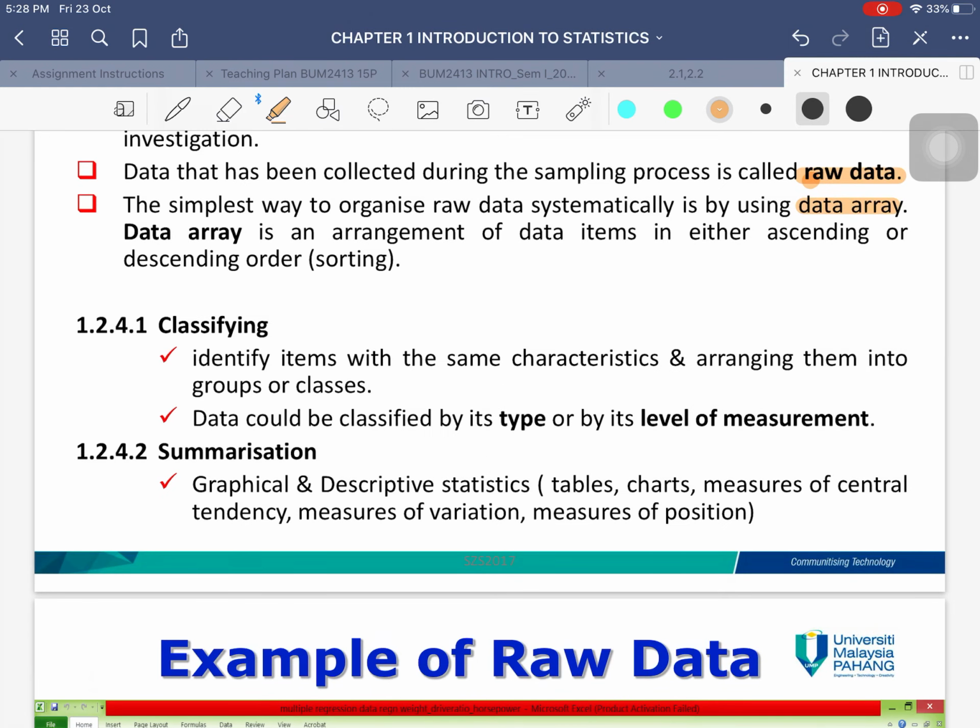So how can you classify data? Data can be classified by its types or also by level of measurement. Later, we're going to have a look at how we classify through type and also level of measurement. And after that, you're going to summarize your data. It could be in terms of graphical or descriptive statistics. So graphical, you know that. It could be a chart, a pie chart, a table, a histogram, a bar chart, and so on.